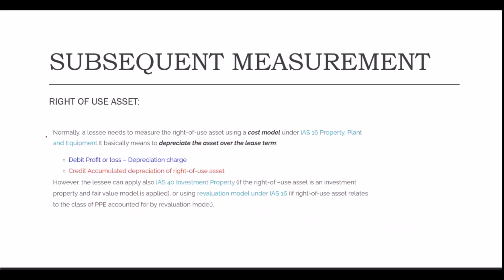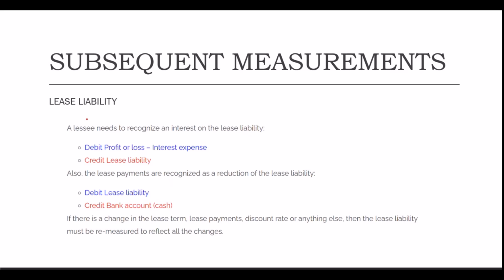So subsequent measurement, right of use of an asset. Because you have recognized a debit asset, you have to depreciate the asset over its useful life. Liability, because you have also recognized a liability, credit liability, you must account for the interest expense. How do you account for interest? You have a liability of maybe 13 million that you have recognized. They'll give you an interest rate of 10%. So at the end of every year, it should be 10% times 13 million or whatever. Then you get the interest.